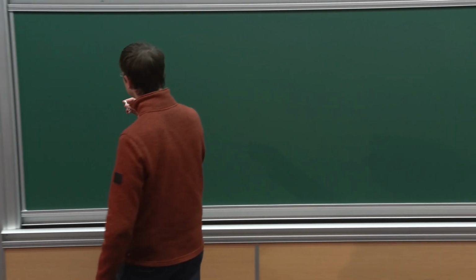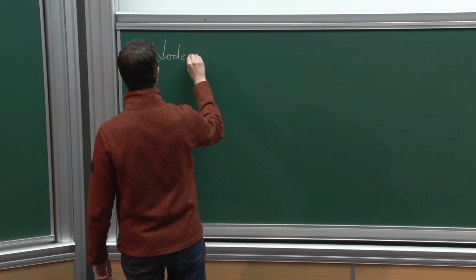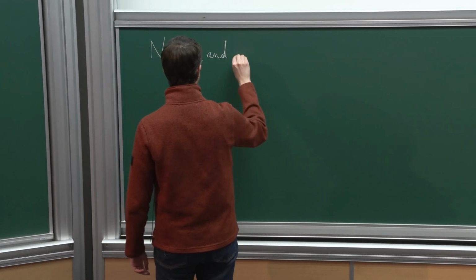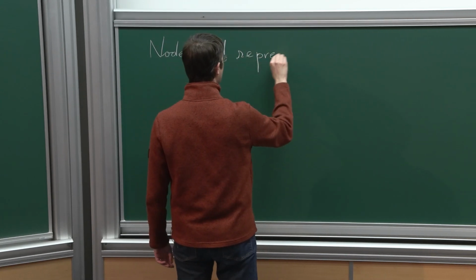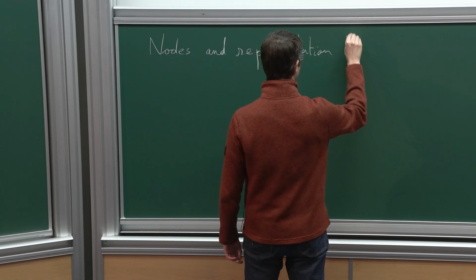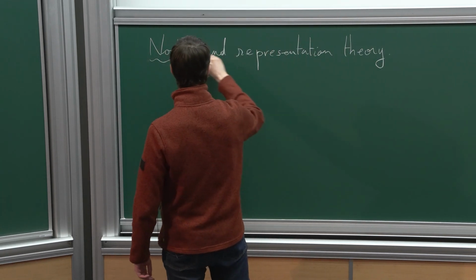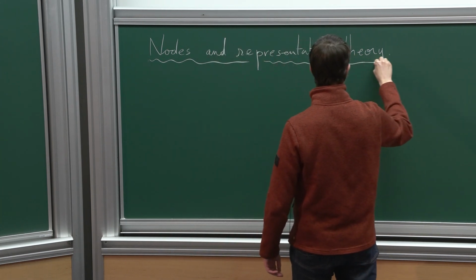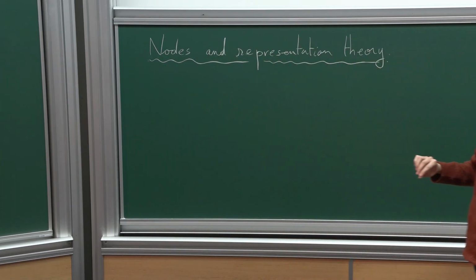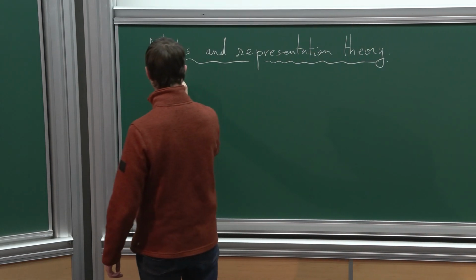So today I will talk about things related to nodes and representation theory. It will be relatively classical and elementary representation theory, but still it's a nice story that I plan to describe. Okay, so what we're talking about is Gromov-Witten theory.